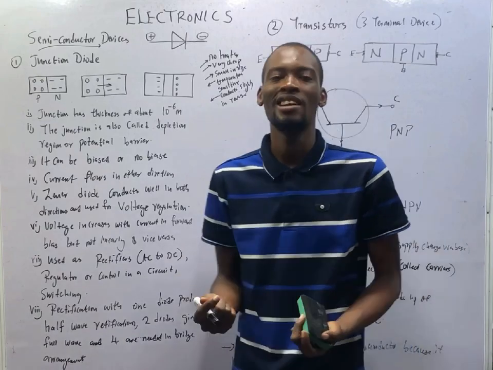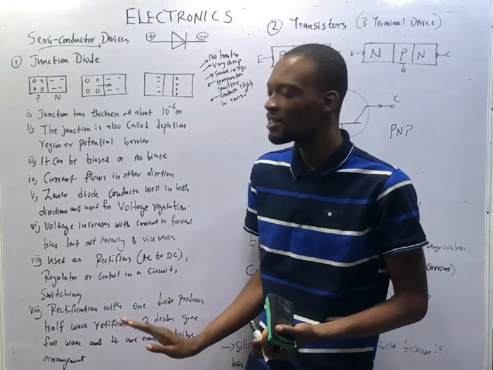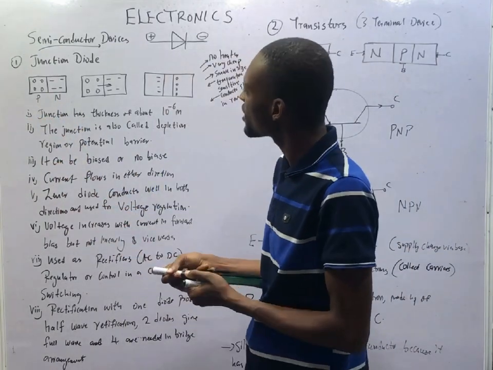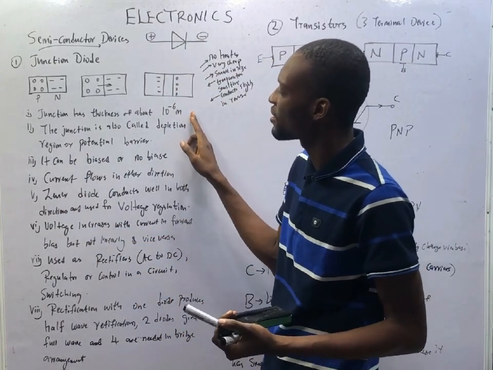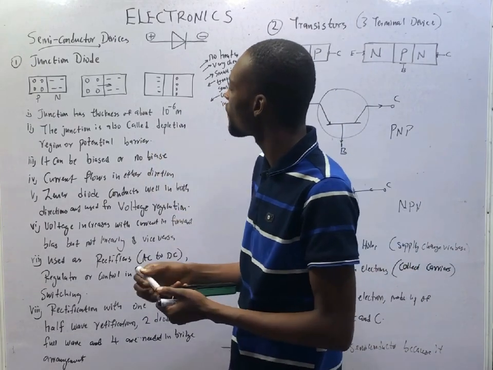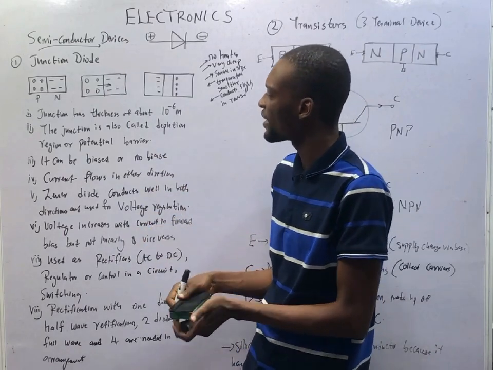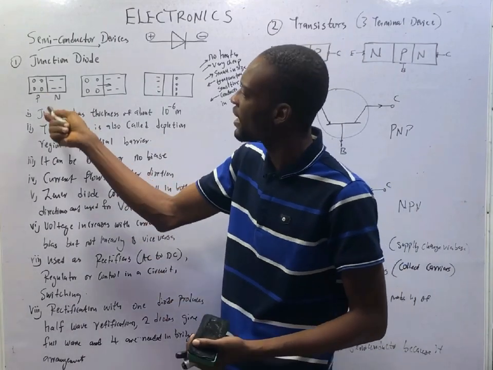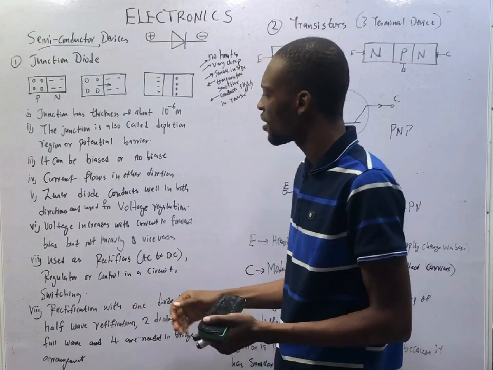Diodes are generally used as rectifiers. What are rectifiers? Rectifiers are devices that convert AC to DC. Now, the diode has the P-type and the N-type with a small junction. This junction is about 10 raised to the power of minus 6 meter thick. The junction is also referred to as the depletion region or potential barrier. The junction experiences opposition and prevents further flow of charge. This is why the junction is also called the depletion region or potential barrier. So the junction diode has a junction which is referred to as the depletion region or potential barrier.